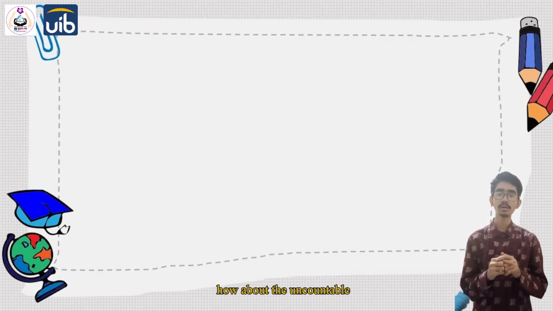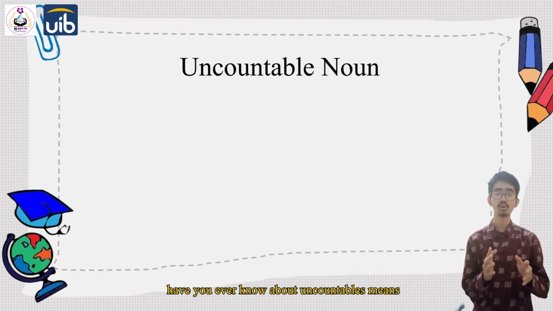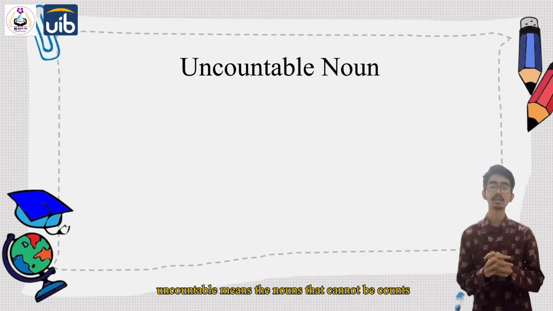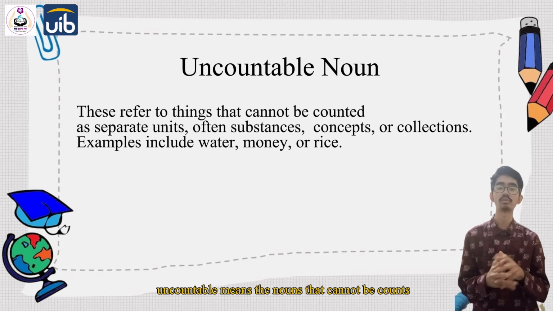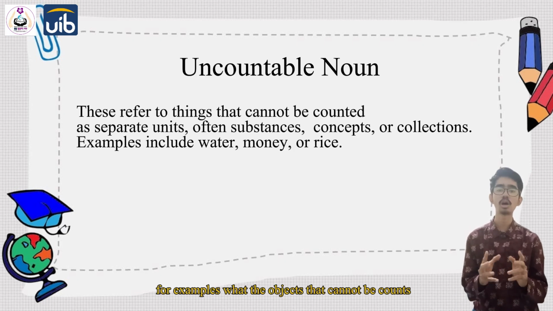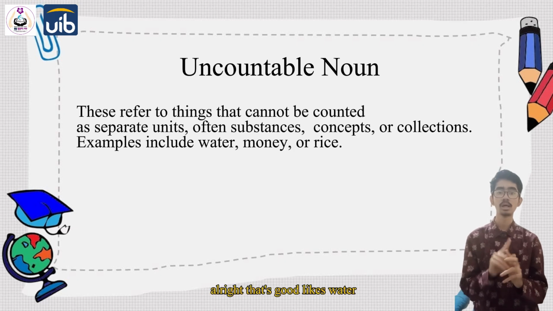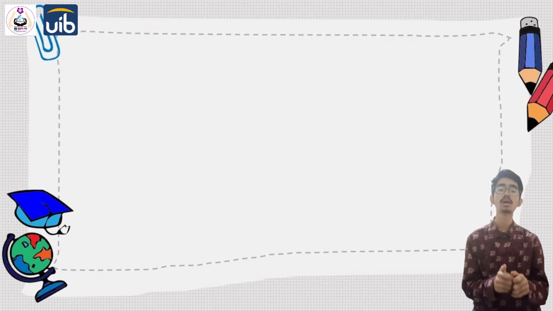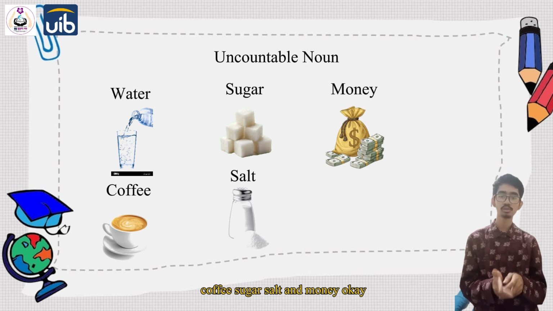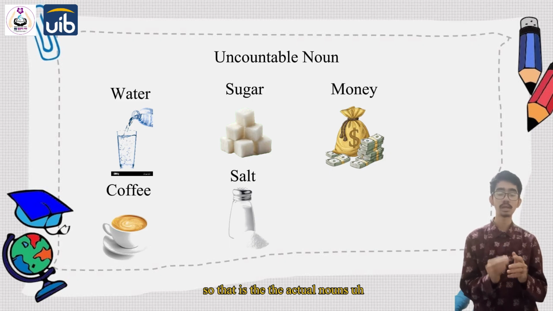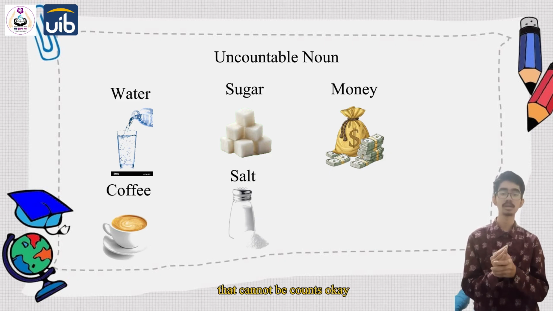How about the uncountable? Uncountables means the nouns that cannot be counted. For example, what are the objects that cannot be counted? Like water, coffee, sugar, salt, and money. Those are the nouns that cannot be counted.